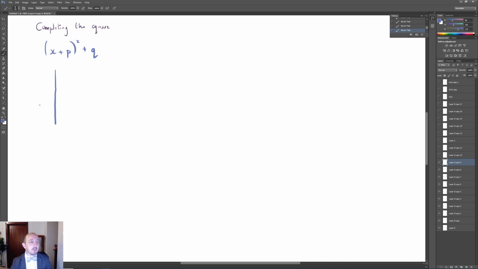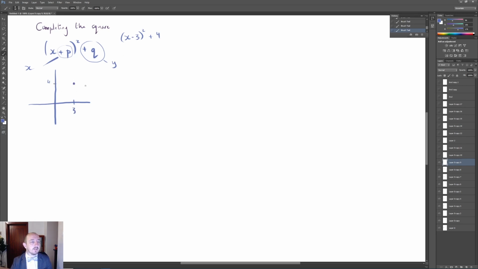And when you plot this graph, then the negative of p, so if it's minus 3, it will be plus 3, or if it's plus 7, it will be minus 7. So the negative of p is the x coordinate, and the plus q, that's the y coordinate, and the sign of that stays the same. So the sign of the x is the opposite, but the one on the y stays the same. So if you have something like x minus 3 squared plus 4, then the turning point of this particular quadratic will be the opposite of negative 3, which is plus 3, and plus 4 on the y.